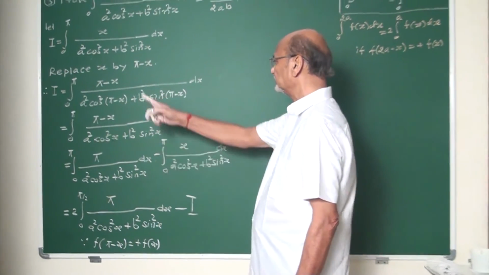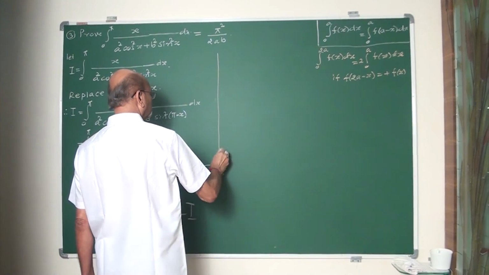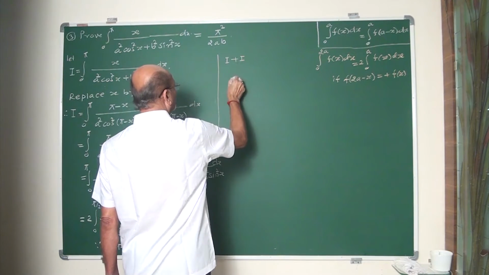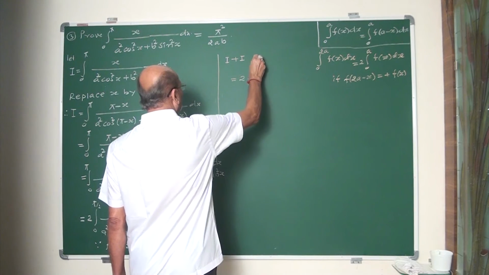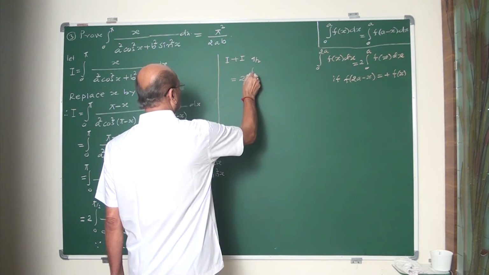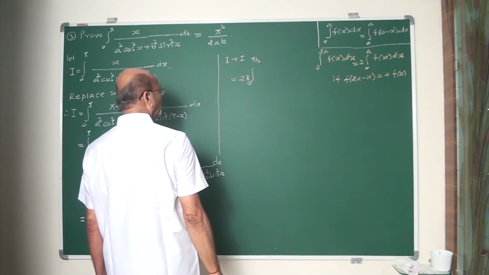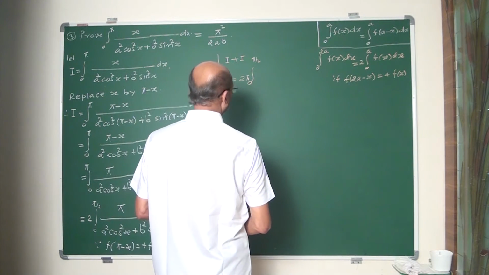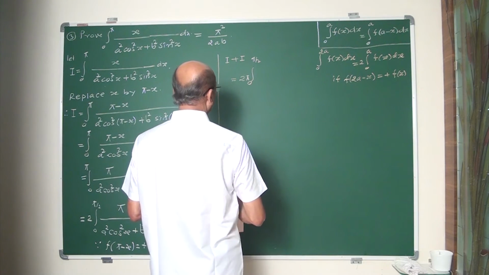This minus I, we are shifting that side. Therefore, I plus I. This is I plus I equal to 2 times integral 0 to pi by 2. This pi is also taken out. You divide both numerator and denominator by cos square x.